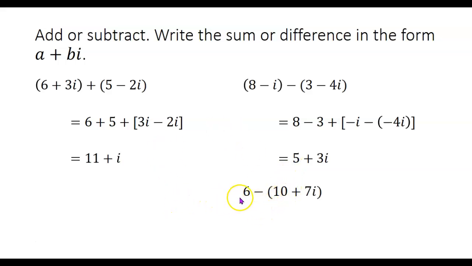How about 6 minus 10 plus 7i? So the 6 minus 10 is negative 4, and then we have the minus 7i. There aren't any other i terms for it to combine with, so that's just minus 7i. So we end up with negative 4 minus 7i.